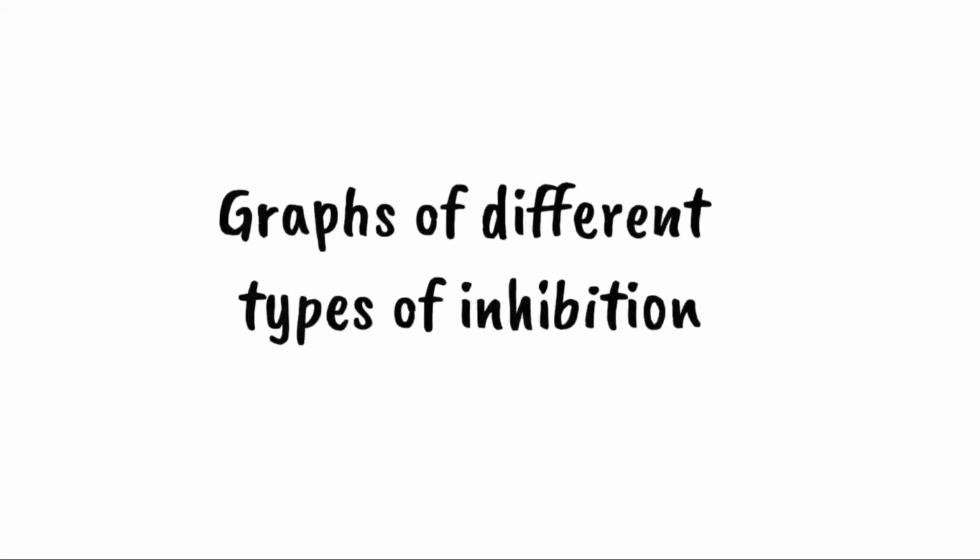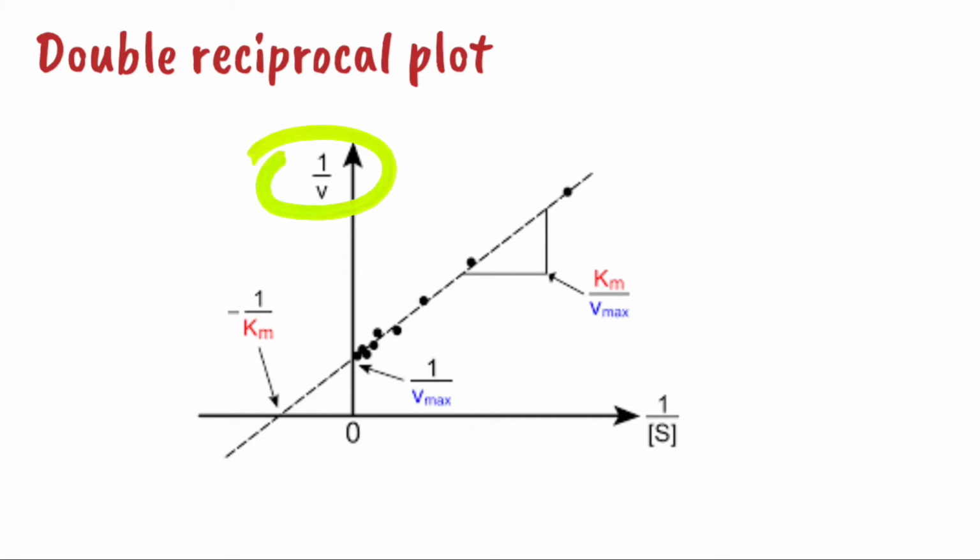Now, let's go through the graphs that depict different types of inhibition. We can focus on the double reciprocal plot, which plots 1 by V on the y-axis and 1 by S on the x-axis. We get a straight line and the intercept on the x-axis is negative 1 by Km. We draw the graph in the presence and absence of inhibitor.